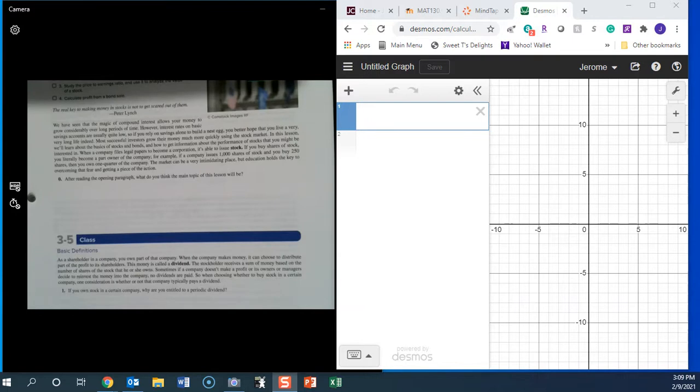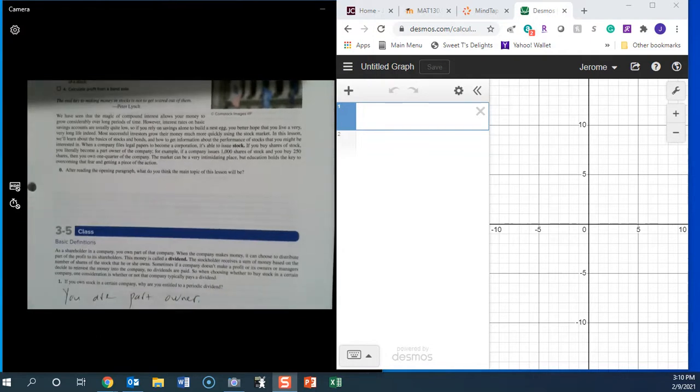So, when choosing whether to buy stock in a certain company, one consideration is whether or not that company typically pays a dividend. It says if you own stock in a certain company, why are you entitled to a periodic dividend? And the reason is you are part owner. That's why you are entitled, because you are a part owner.